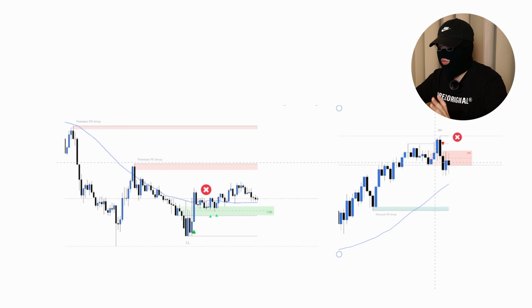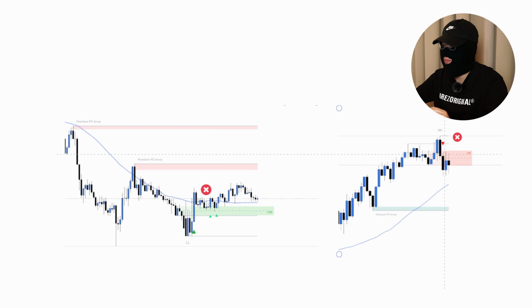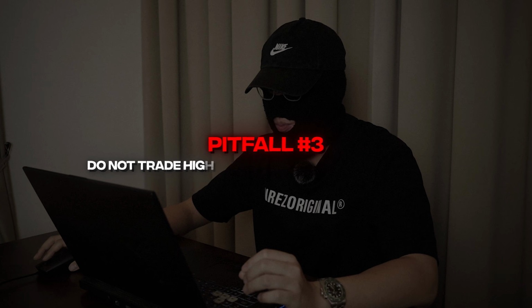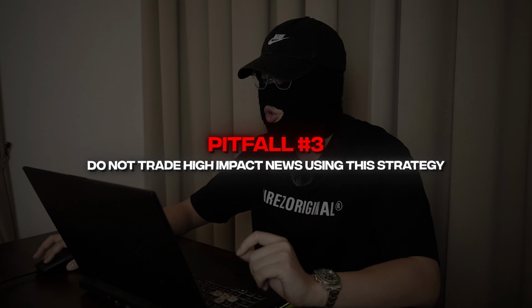average. Likewise, when price is above the moving average, we do not look for shorts, as it tells us that price is currently higher than average on the past 44 candles, meaning that price is bullish and therefore isn't a good indication to sell. Pitfall number 3. Do not, I repeat, do not trade high impact news using this strategy. We do not want to take the extra risk of uncertainty when trading with this indicator strategy.